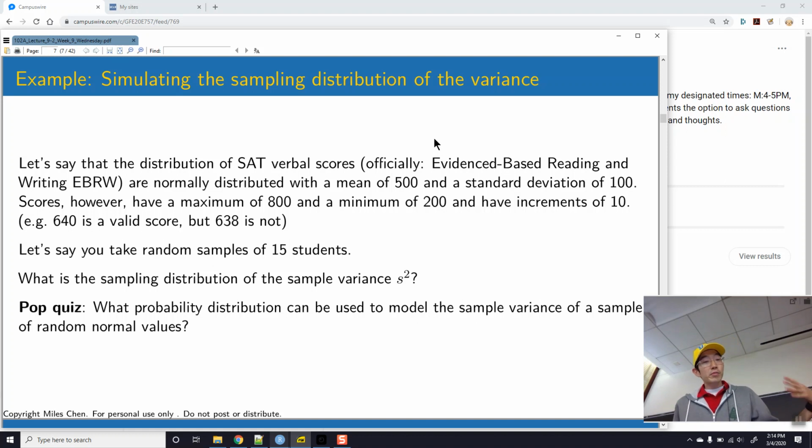So let's say we take a random sample of 15 students, and the question is, what is the sampling distribution of the sample variance S squared? If we take this sample of 15 students and calculate the variance of this sample, I get the S squared value. If somebody else took a random sample of 15 students and calculated S squared, and someone else took another random sample of 15 students and calculated S squared, and you do this lots of times, what is the distribution of S squared?